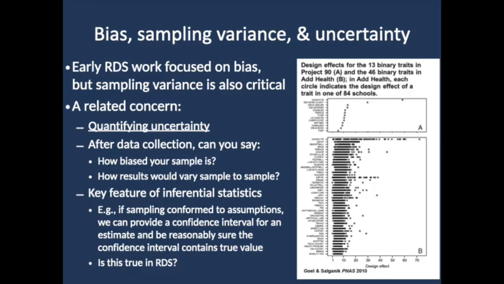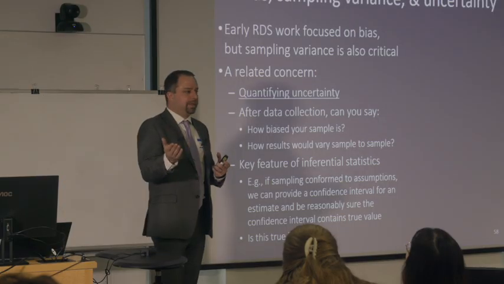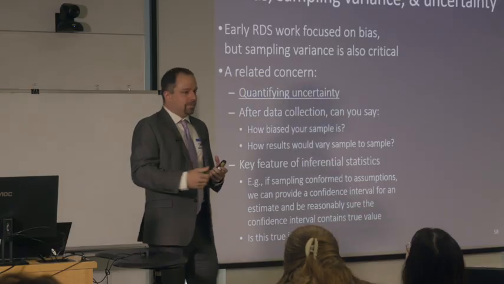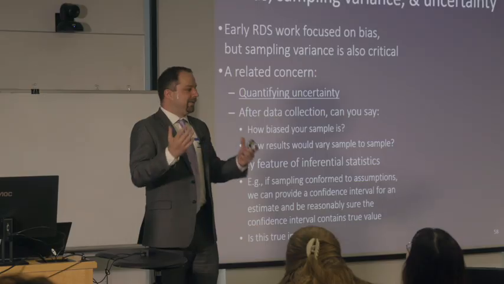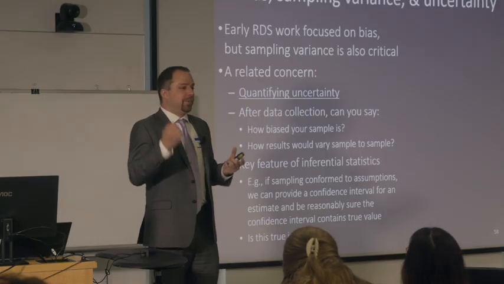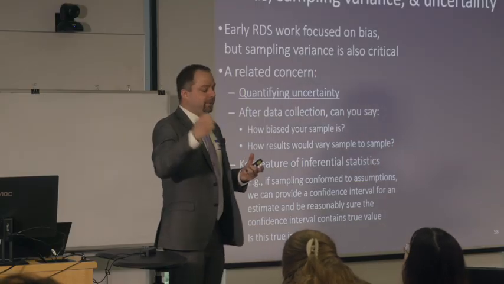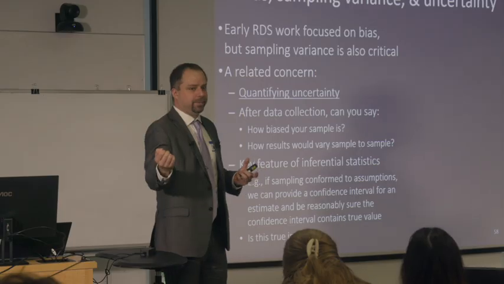Early RDS work really did focus on the bias issue, but sampling variance, I've tried to say, is absolutely critical. You only get one sample in reality, and the fact that if you did 1 million samples you'd have an unbiased estimate is not particularly useful if each individual sample has a pretty high probability of being very far from the population mean of interest.